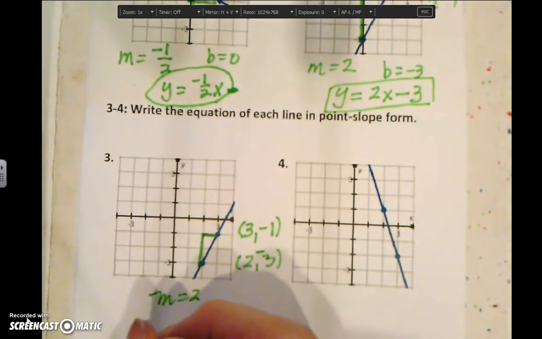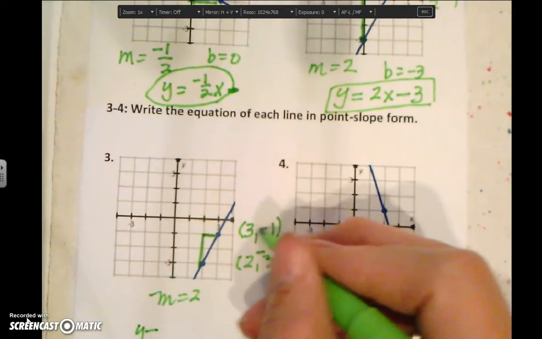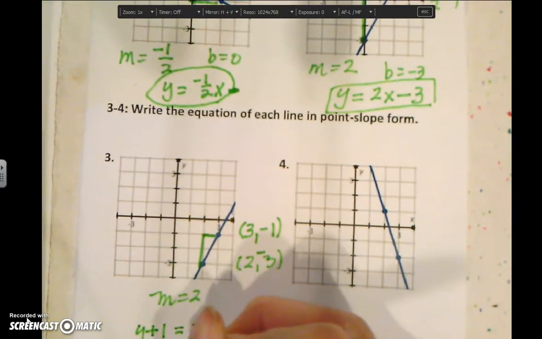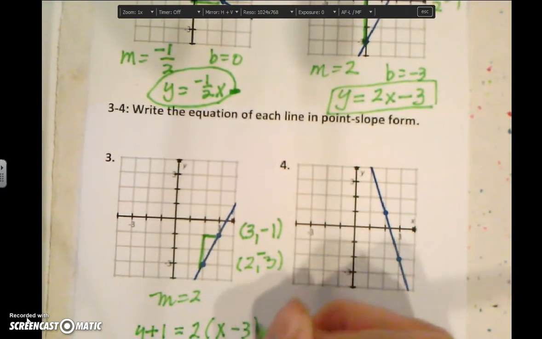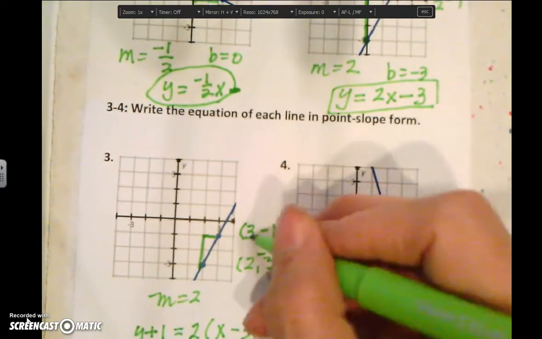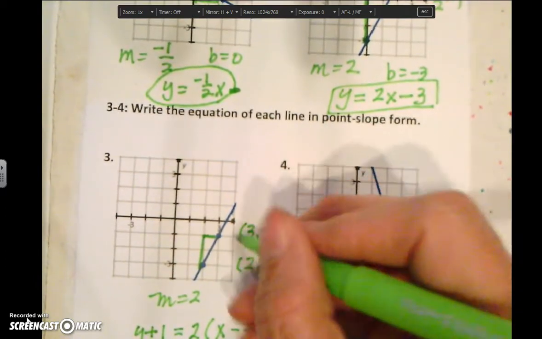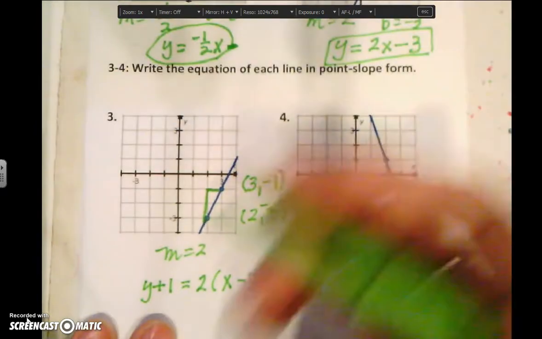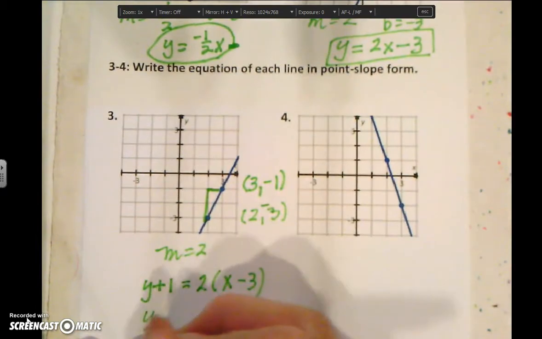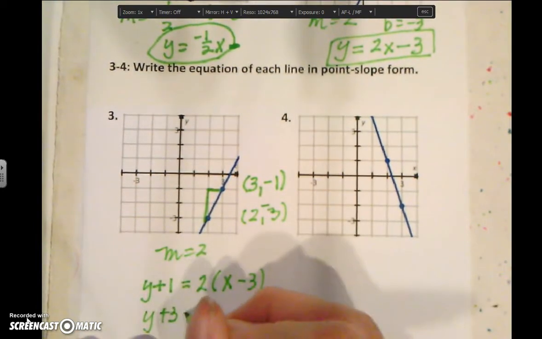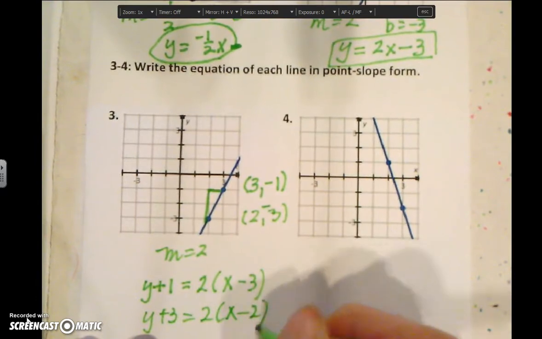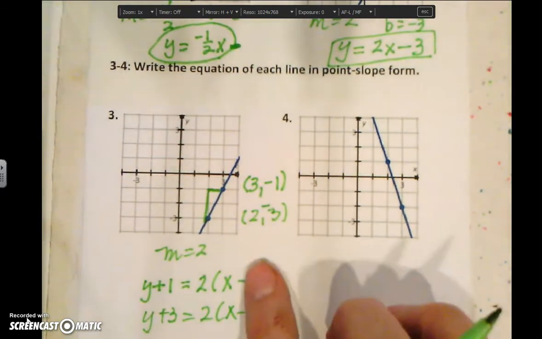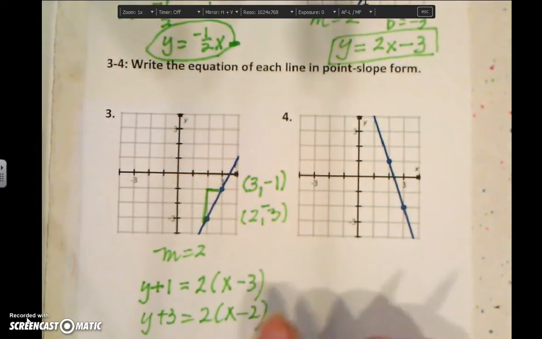And in point-slope form, we're going to do y minus, I'll use the top one, so minus a negative 1 would be plus 1, is equal to 2 times x minus 3. So make sure, if you write them both down, that you use the same point for both your x and your y. You could have also written for that answer, the second one, y minus a negative, which would be plus 3, is equal to 2 times x minus 2. If I changed both of them to point-slope, they would end up being the same thing.